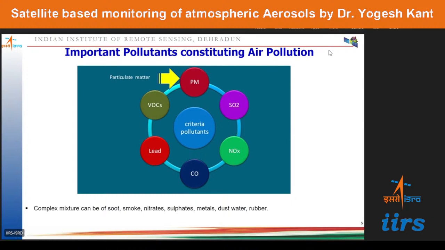Now we consider the different components in air pollution. Particulate matter, or aerosol, consists of different sizes, as we discussed in the previous slide: fine mode particles or coarse mode particles. Then the gases like SO2, NOx, carbon monoxide, lead, volatile organic carbon. These are the constituents of the air pollutants. Now the particulate matter consists, as I said, of PM10 or PM2.5.